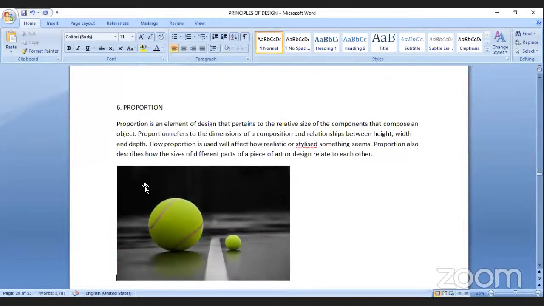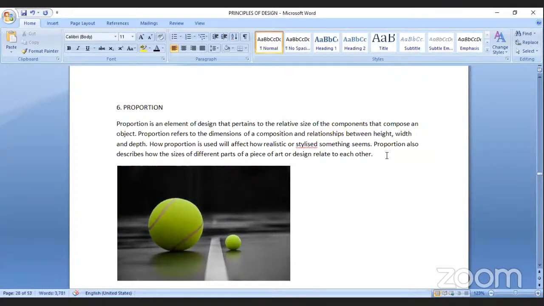Which shows the relative size between two components, or the same component in this case. It can be shown using the dimensions, relations between height, width, and depth. It also describes how the size of different parts of a piece of art design relate to each other.